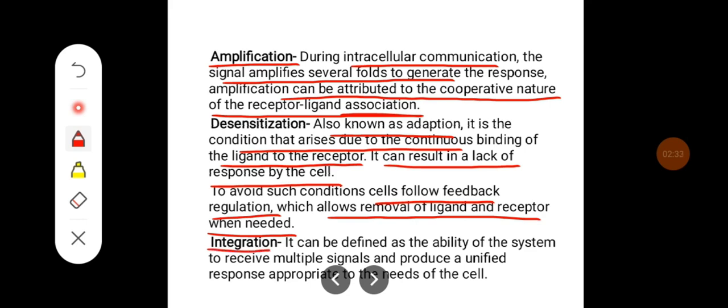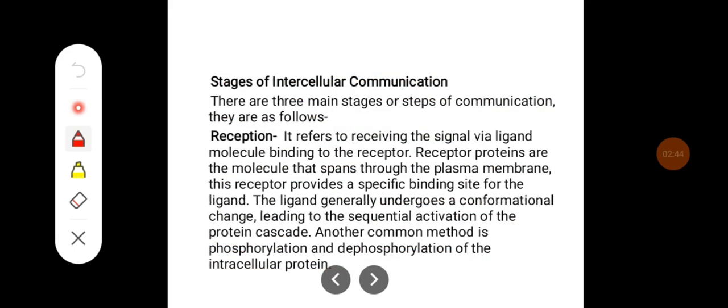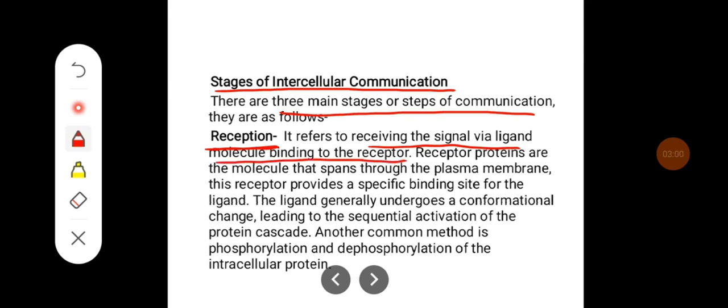Another characteristic is integration. It can be defined as the ability of the system to receive multiple signals and produce a unified response appropriate to the needs of the cell. Then there are different stages of intercellular communication. There are three main stages of communication. They are as follows. The first one is reception. It refers to receiving the signal via ligand molecule binding to the receptor.